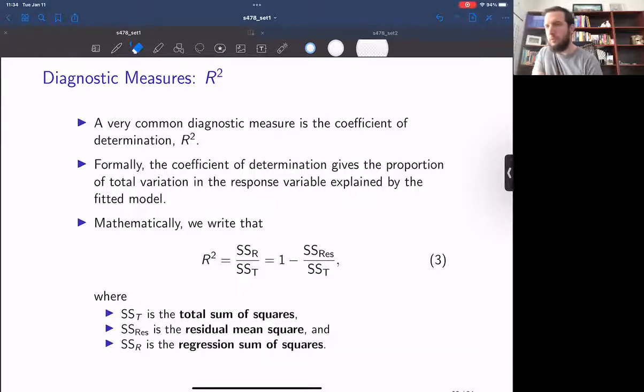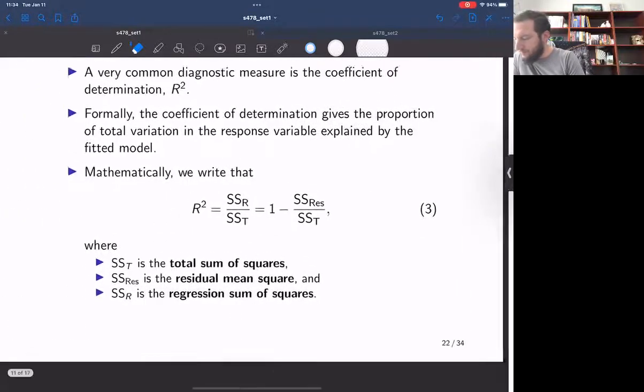Probably in the future, I'll just move this part around because it doesn't flow as naturally, but the most common diagnostic measure is probably the R-squared term, the coefficient of determination. I'm sure all of you are familiar with this. It's essentially just a ratio of variance explained by the regression line over total variation in the response variable. So that is the SSR divided by the SST.